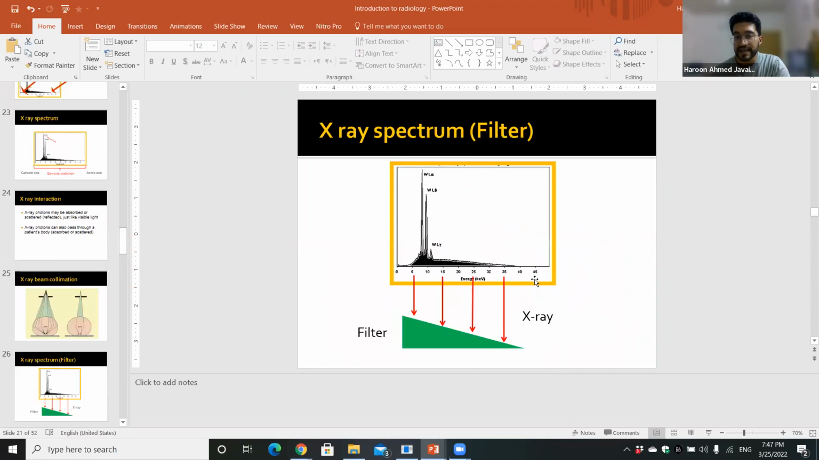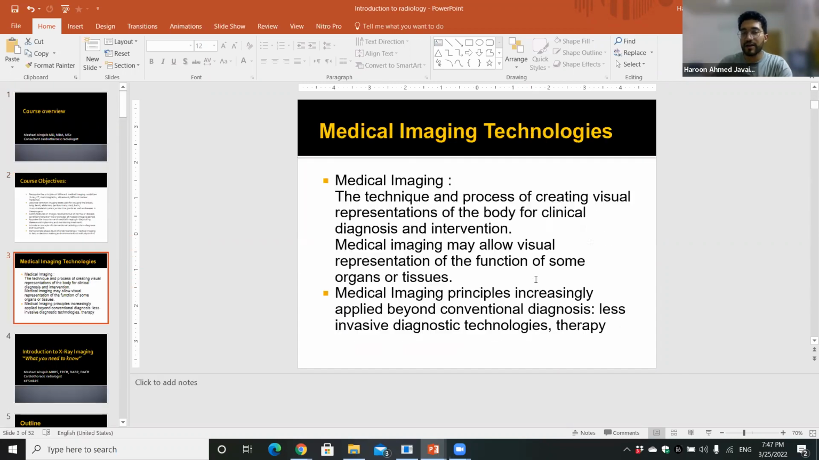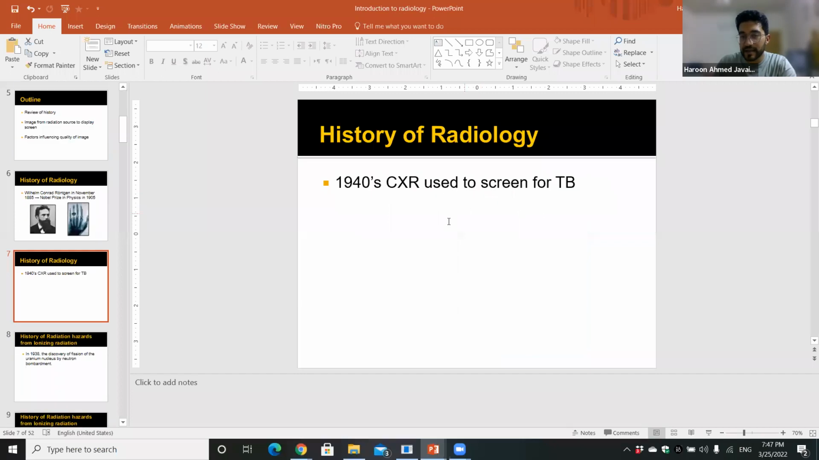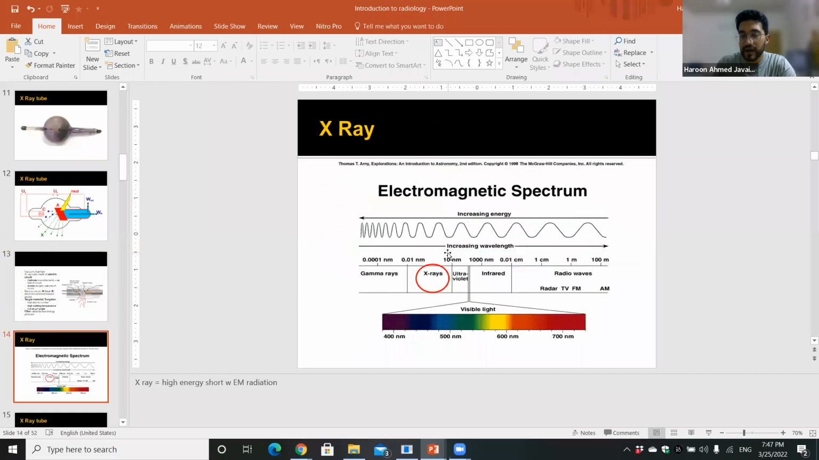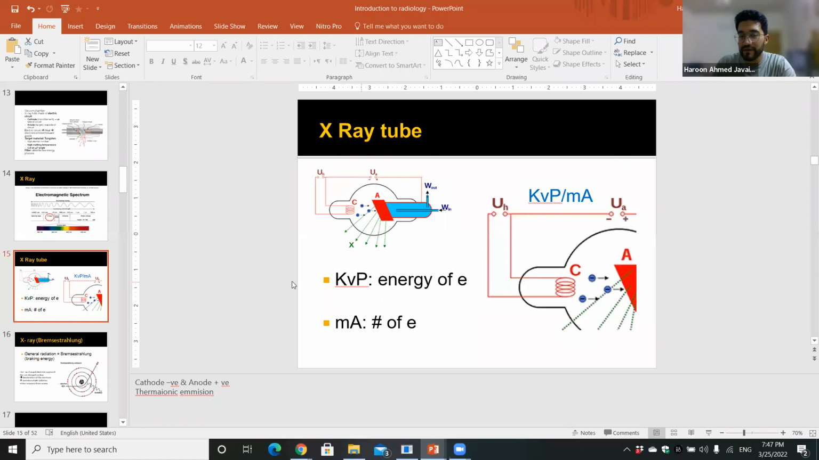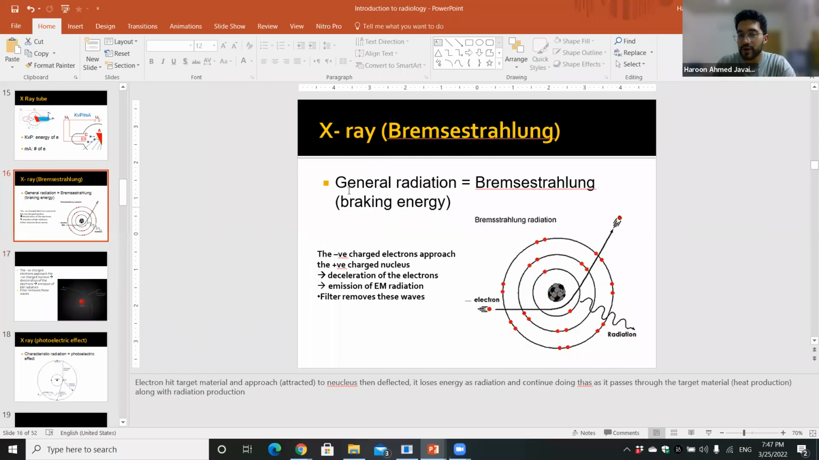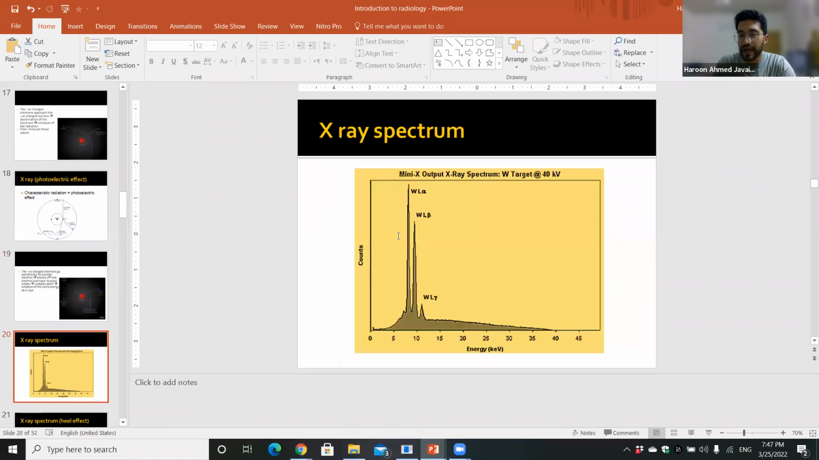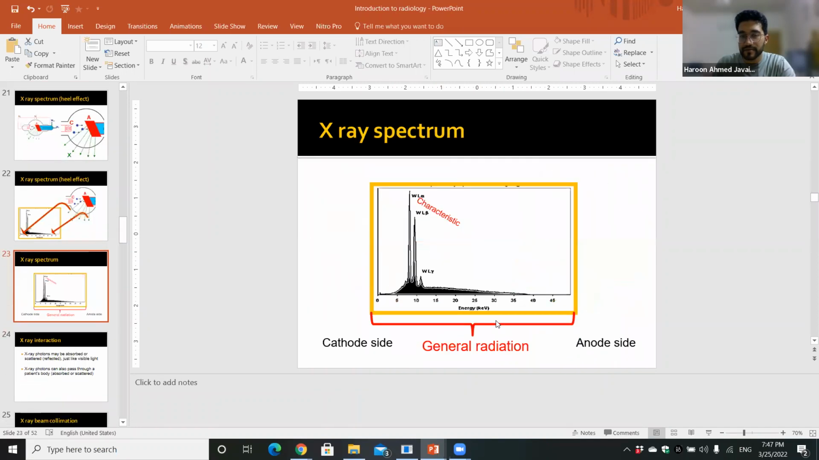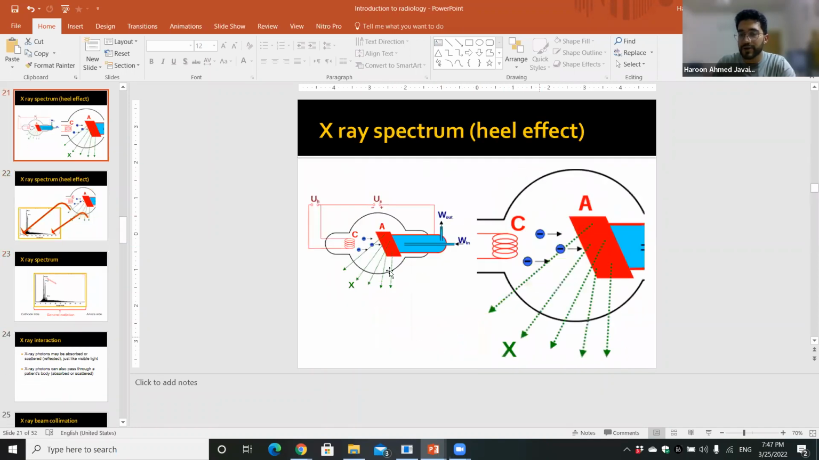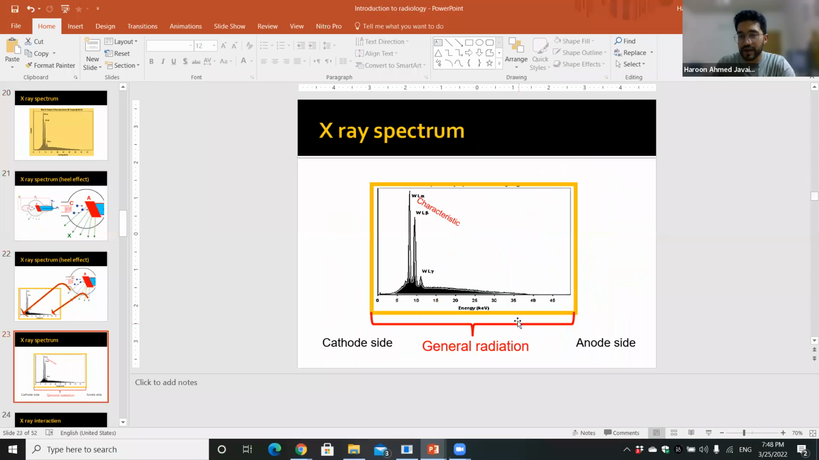So to summarize, the things that you need for the exam, you want to memorize these facts. What does kVp relate to? It relates to the energy. What does mA relate to? It relates to the number of electrons. You want to know that there are two different types of radiation in X-ray production. Characteristic radiation is over here, and braking radiation is over here. The heel effect also contributes to the spectrum of energy which is produced over here. That's all you need to know.